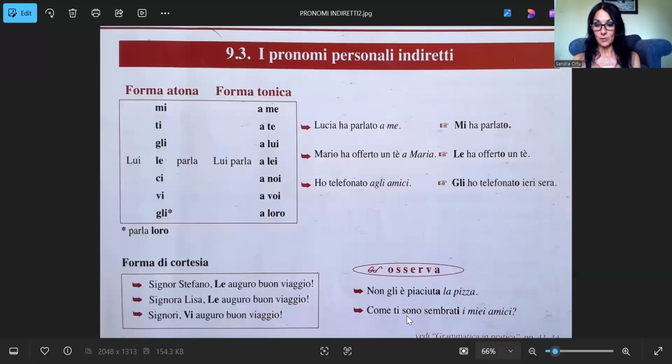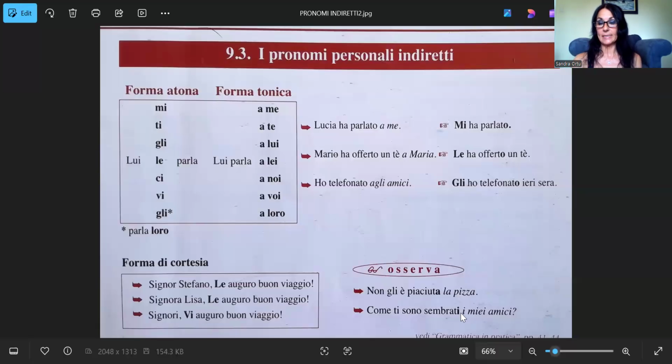So, come ti sono... sorry, I didn't read this sentence. Non gli è piaciuta la pizza. So, pizza was not pleasing to him, if gli is him or them. Him or them. From this sentence, we don't know if it's him or them. However, in a more complete context, like a paragraph, we would know, of course.